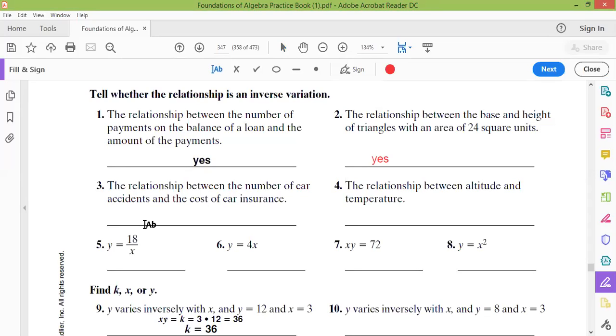It will decrease. So what did you observe with both values? When you increase one thing, what happens with the other value? It will increase. If you are decreasing the accidents, what's happening with the insurance cost? It will decrease. So it's not inverse variation, because when you increase one thing, the other thing also increases. So tell me, is it inverse variation or not? No, it's not. Inverse variations are opposite. When one increases, the other decreases. Increase and decrease can't be together. So it will be no.